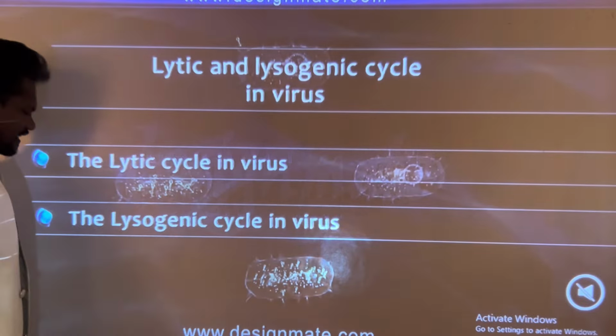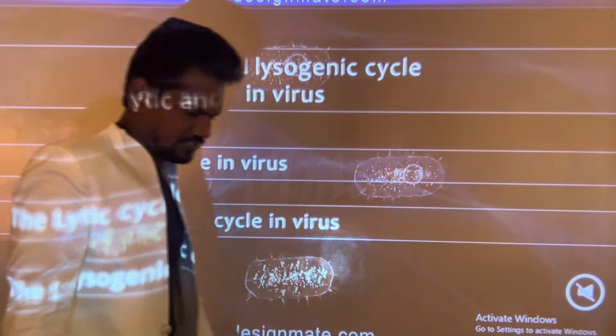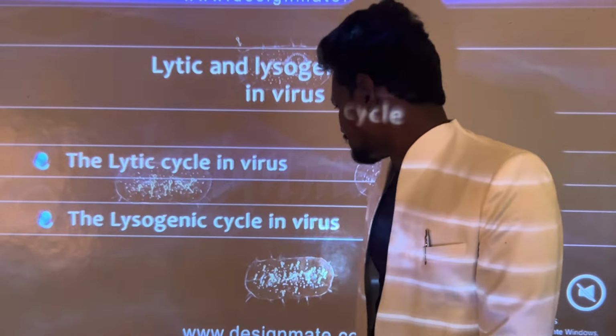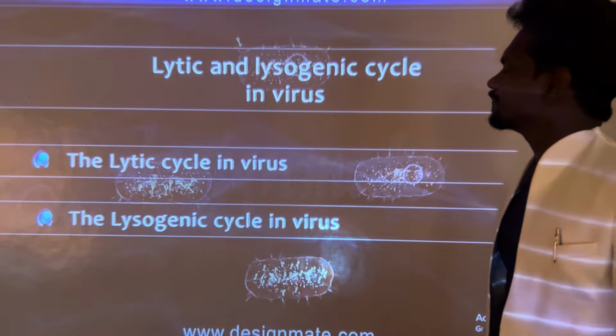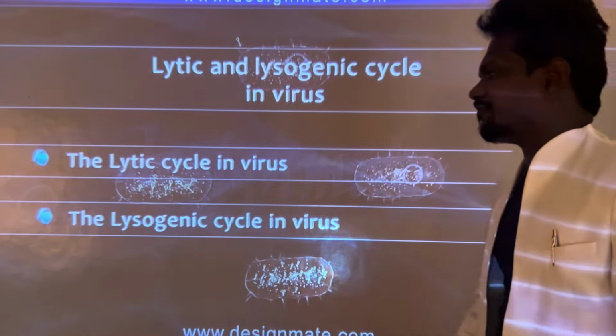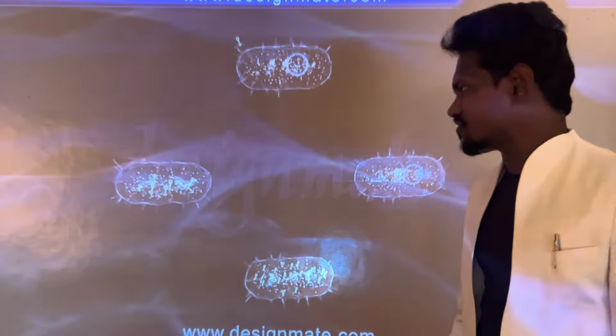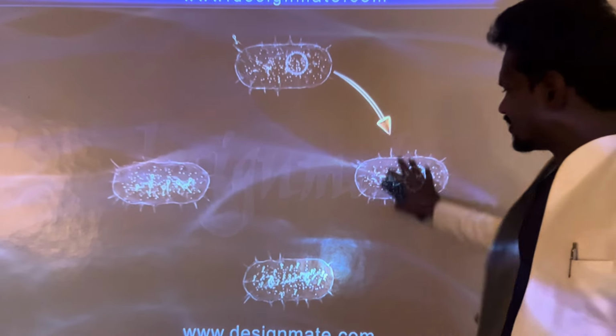So one is lytic cycle, one more lysogenic cycle. These both cycles occur in viruses. Let's see. So this bacteriophage shape is tadpole shape. So these are the bacteria.